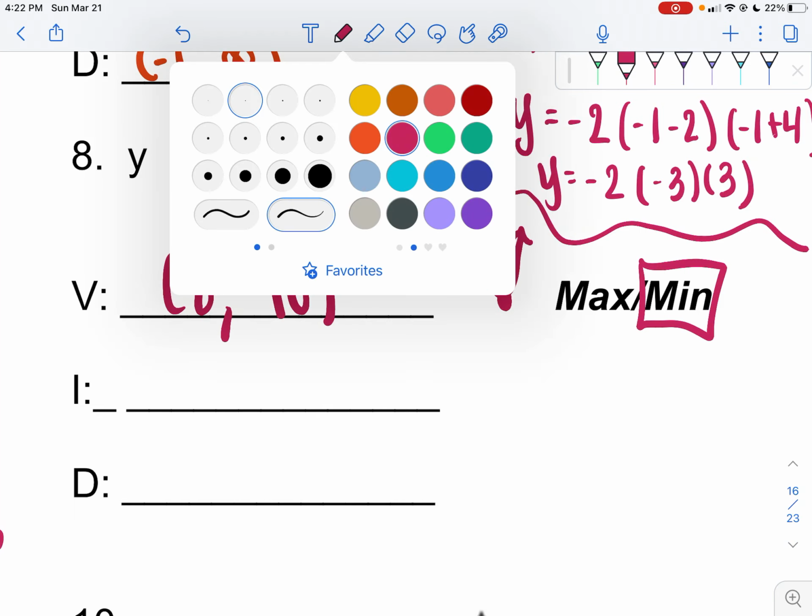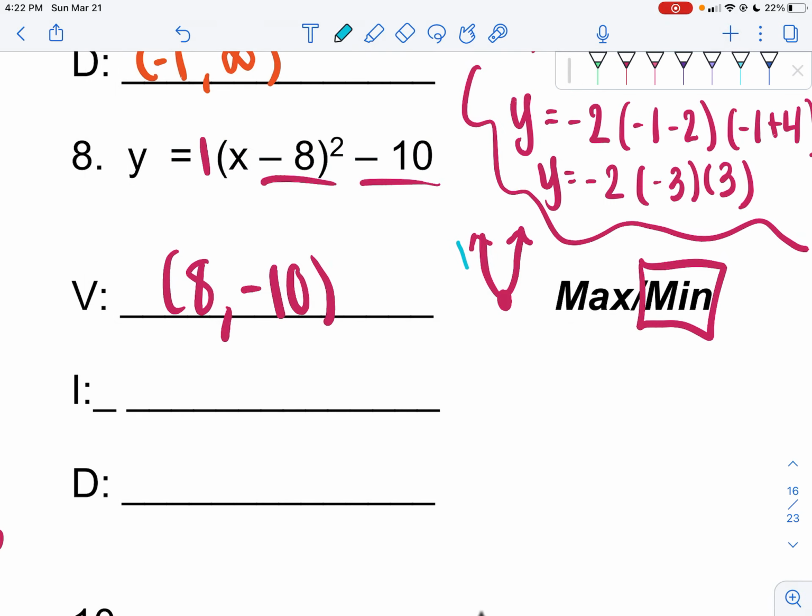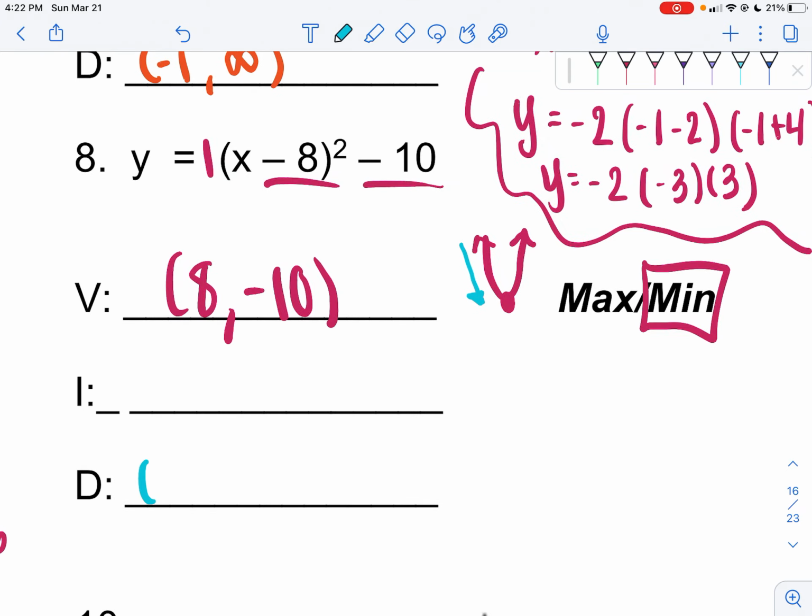For increasing or decreasing, if we look at the left-hand side here, as x is increasing, y is decreasing. So we're actually starting with decreasing. So it's decreasing when x is from -infinity to 8. And then it's increasing when we go from 8 to +infinity.